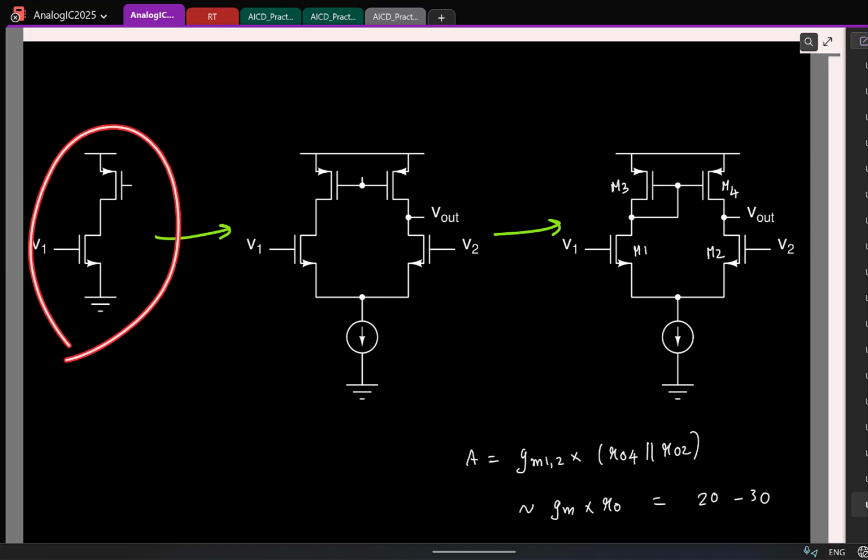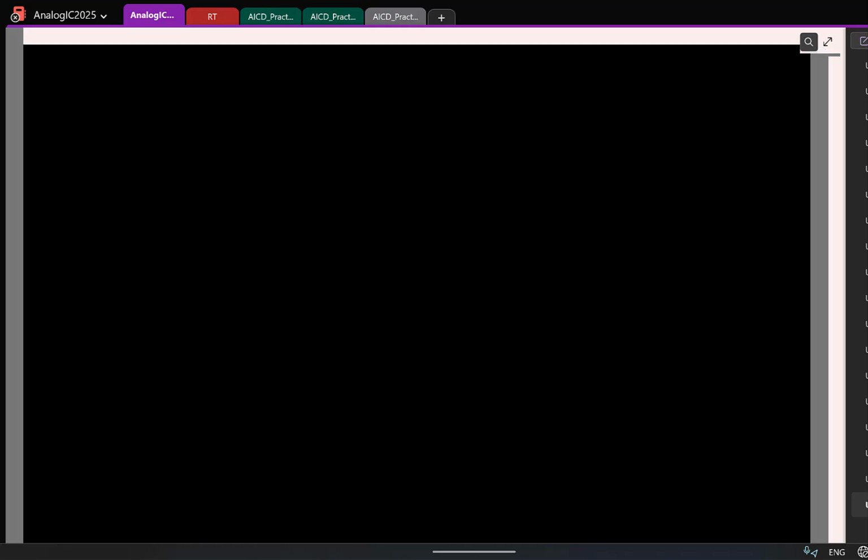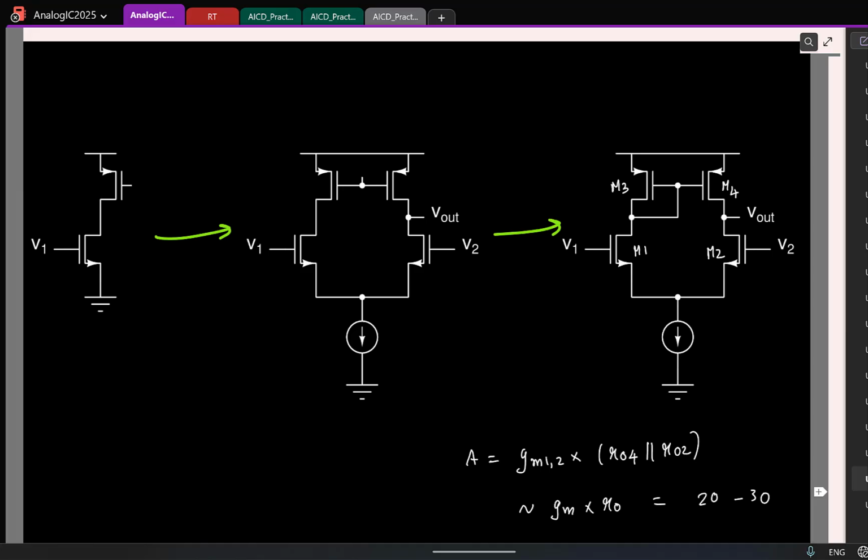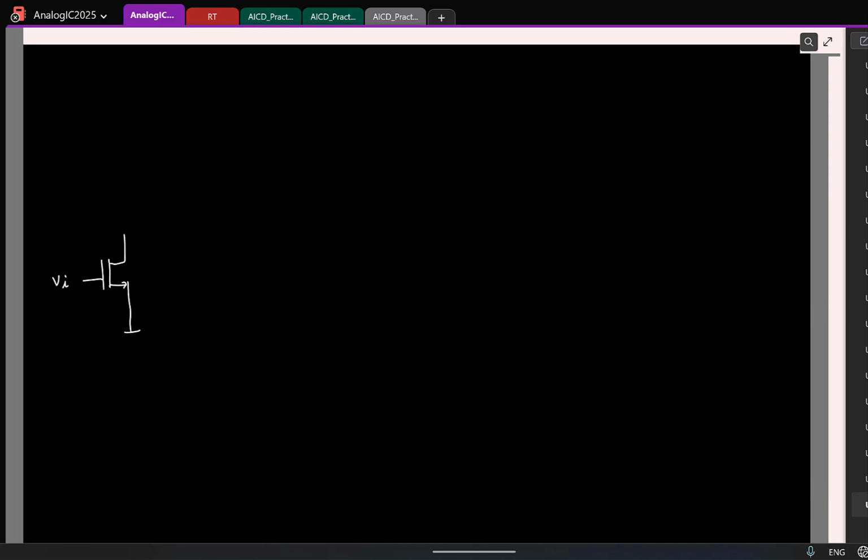So let me rewrite it. I am drawing only the small signal circuit. So let us say this is Vi. And what was our motivation to use a PMOS transistor? Why did we go for a PMOS? What did we want to make here actually? Ideally we wanted to make a current source, so we made it using a PMOS transistor.